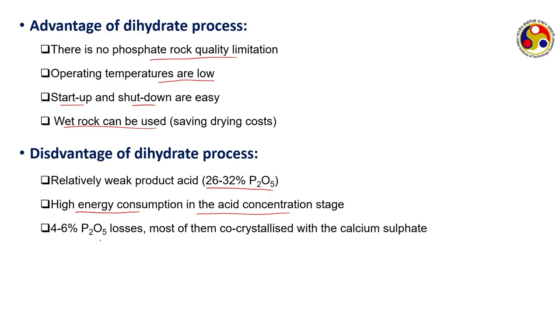Some losses are also there in the previous flow sheet: almost 4-6% P2O5 during the filtration step may co-crystallize with the calcium sulfate and be taken out as gypsum. So some losses are present. To overcome these losses, we have moved to the other processes, the hemihydrate and the recrystallization process.